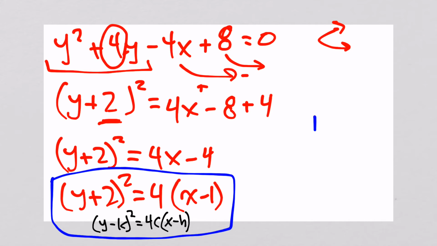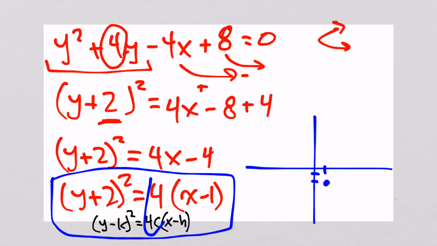Well, the very first thing I can do is plot the center. I see that y plus 2 tells me negative 2 for my y value. I see that x minus 1, since it's factored on the right, is going to tell me positive 1 on the x. So there is my vertex right there. I think I said center. There's my vertex. And now I'm kind of stuck until I identify my c value.